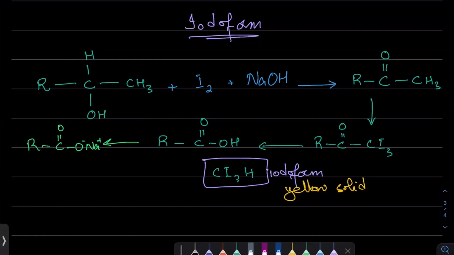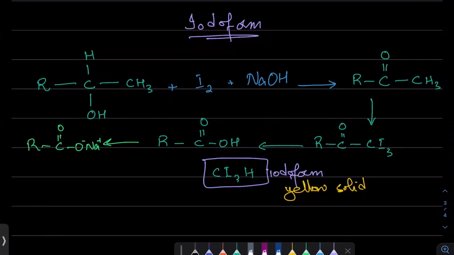So first, this carbon gets oxidized. Being a secondary carbon, it produces a ketone. Then the methyl group splits up and makes iodoform. And it is replaced by OH. So making a carboxylic acid.